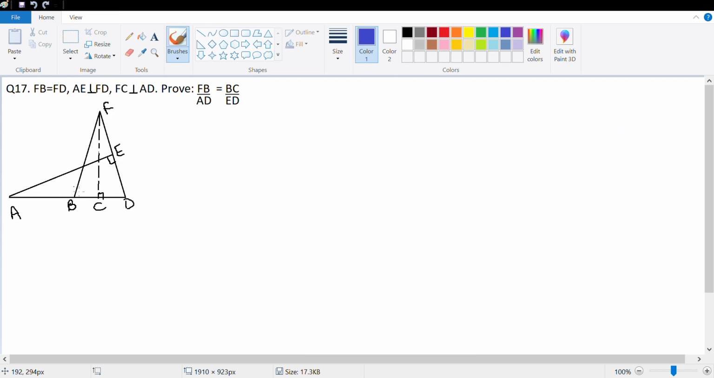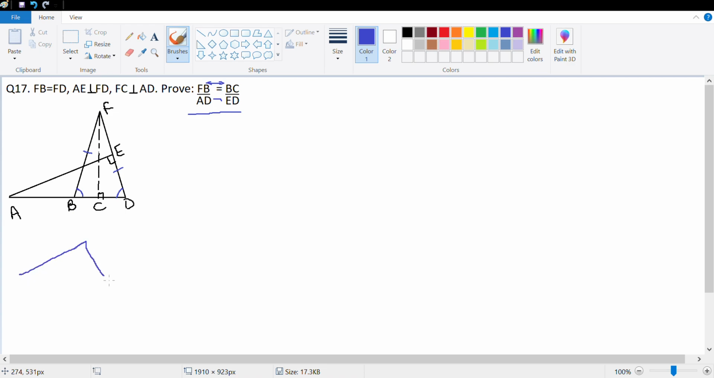FB is equal to FD, which means triangle FBD is isosceles, which means angle B and angle D are equal. Done. AE is perpendicular to FD and FC is perpendicular to AD. We need to prove FB upon AD is equal to BC upon ED. So let's apply our trick and see if we can get FBC, which is this triangle, and ADE. Okay, let's see if we can prove them similar.